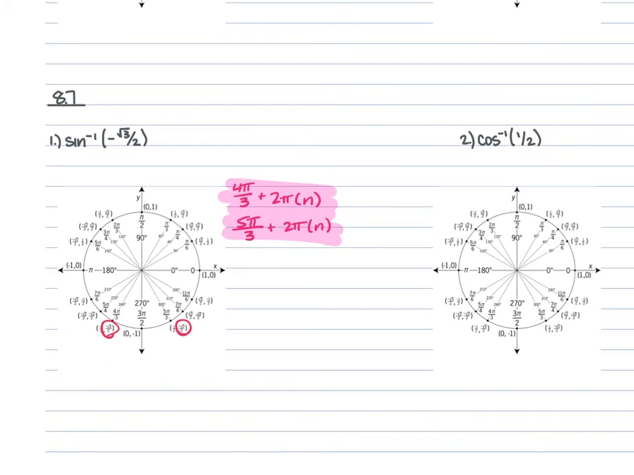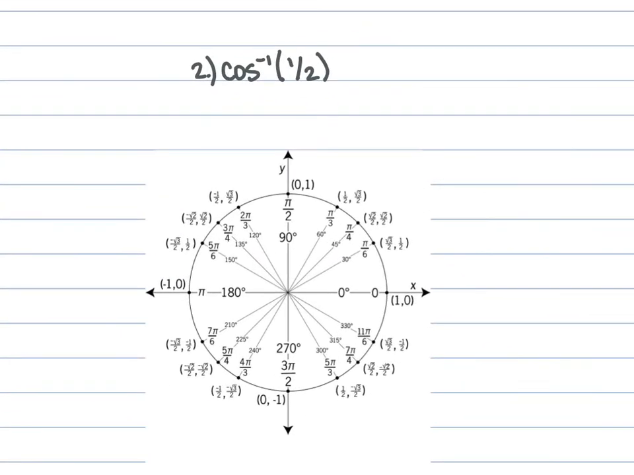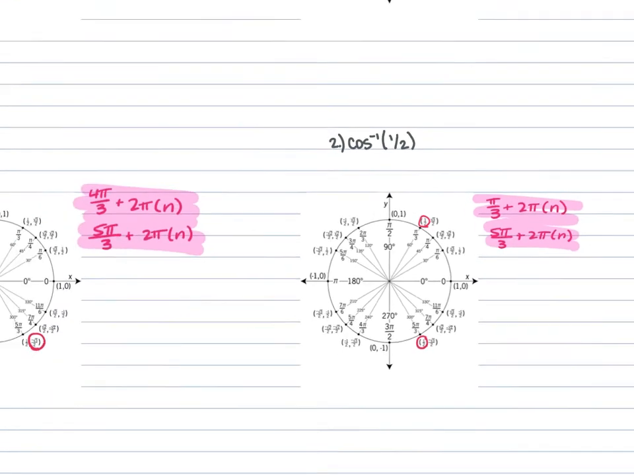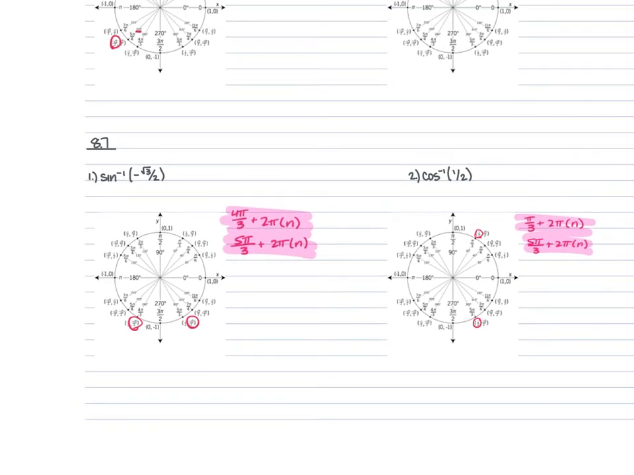For 2, we have inverse cosine of 1/2, so x is 1/2. So we have an x value of 1/2 here as well as here. So we're going to do pi over 3 plus 2 pi times n, as well as 5 pi over 3 plus 2 pi times n. I think these are the questions that we have.